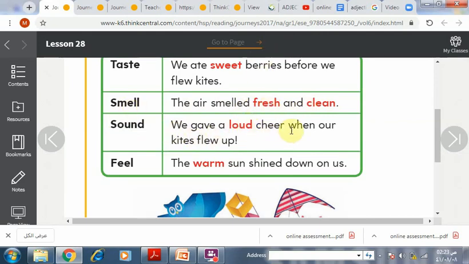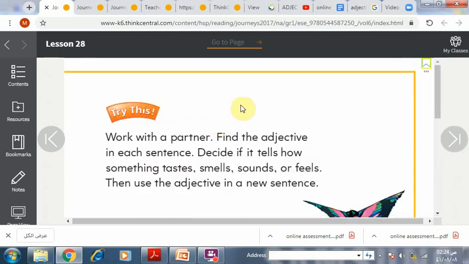We gave a loud cheer when our kites flew up. So where's the adjective? Exactly, loud. This is the adjective. It describes how something sounds like. The warm sun shined down on us. Where's the adjective? Warm. This is how the sun feels like. Let's move on to the next page.